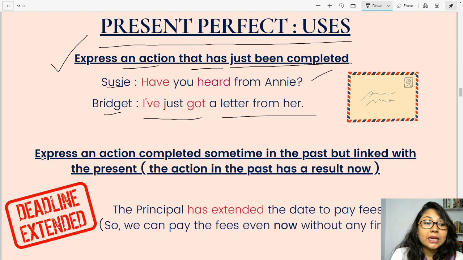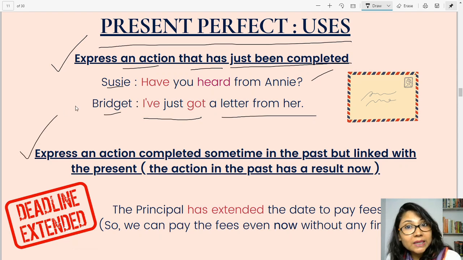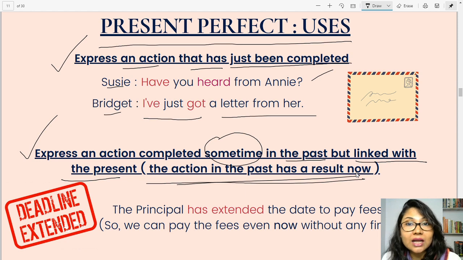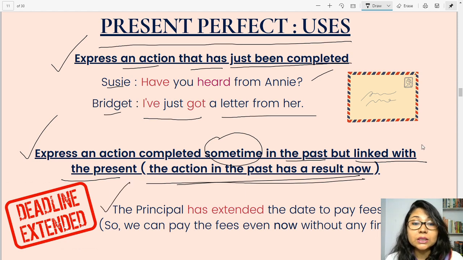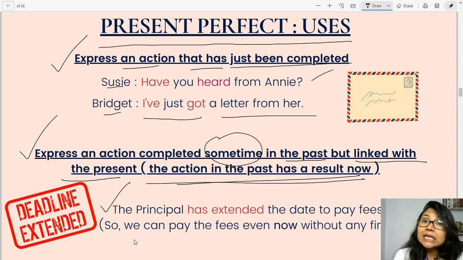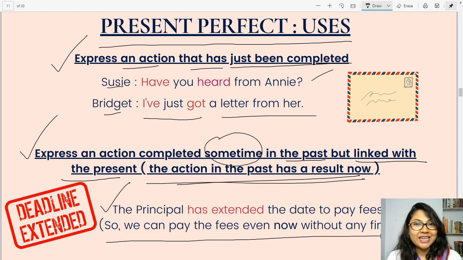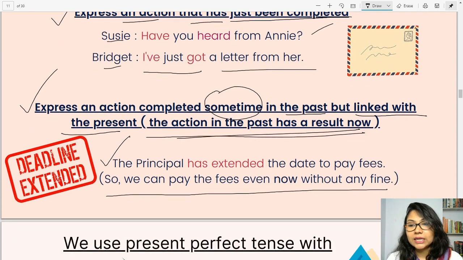Alright? Next, express an action completed sometime in the past but linked with the present. That is, the action in the past has a result now. Let's look at the example, shall we? The principal has extended the date to pay fees. Alright, so how is it linked? We can pay the fees now without any fine, isn't it? Great one. Let's move on.